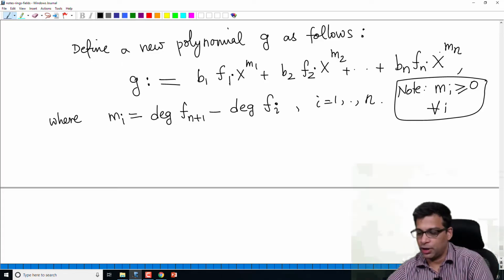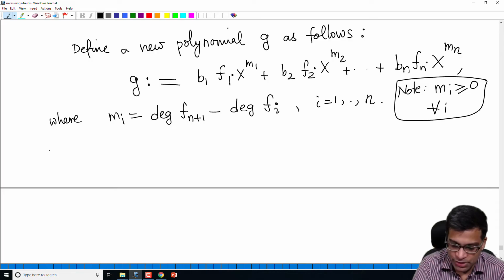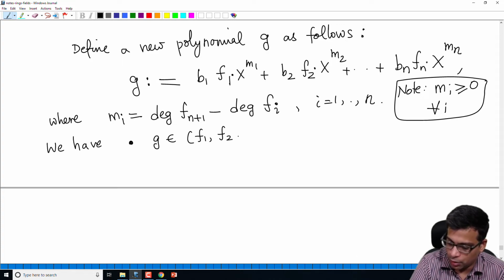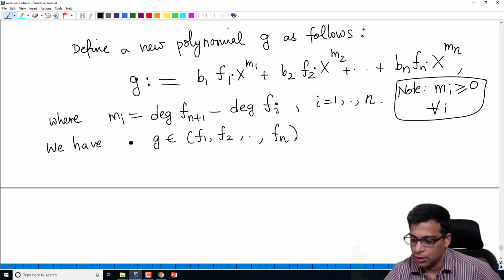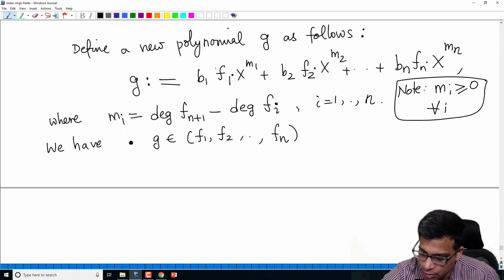What kind of polynomial is G? So first note the following about G. We have first that G belongs to the ideal generated by F1, F2, through Fn. Right? That's obvious because G is actually written as F1 times something plus F2 times something, right?